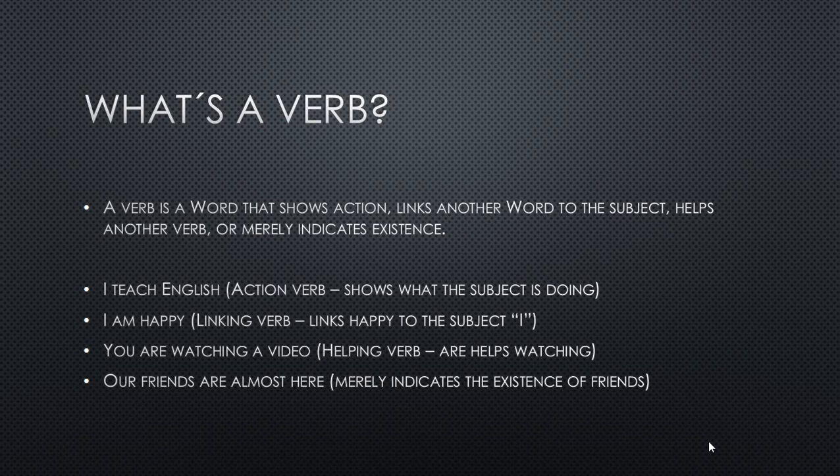We're going to start by defining what a verb is. A verb is a word that shows action, links another word to the subject, helps another verb, or merely indicates existence. So we have the four examples of sentences below showing an example of every kind of verb. But we're going to focus today on the action verb.